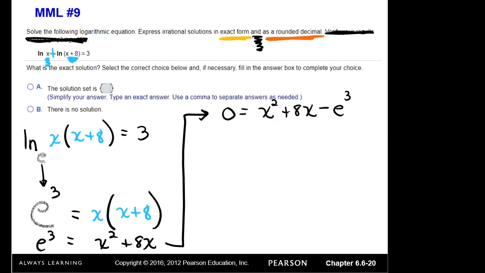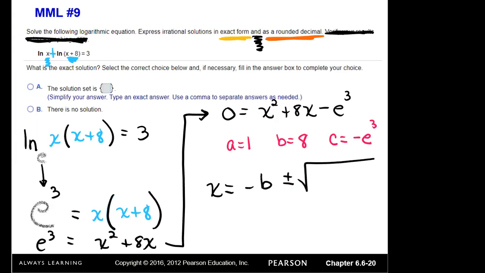You cannot factor. You have to use the quadratic formula. So when I'm looking at this, I'm like, okay, my a is a 1, my b is an 8, and my c is a negative e cubed. Then you got to remember the quadratic formula, which is negative b plus or minus the square root of b squared minus 4ac all over 2a.